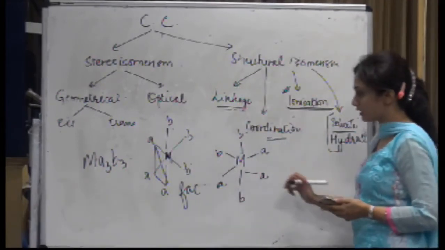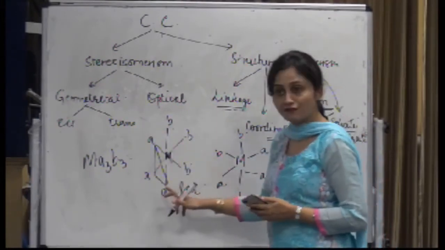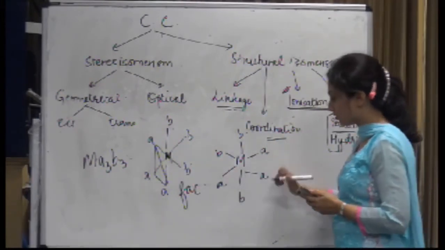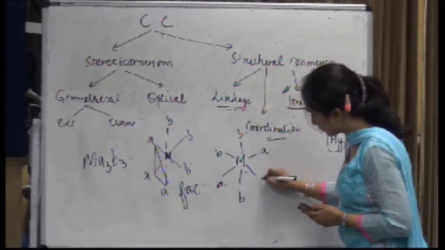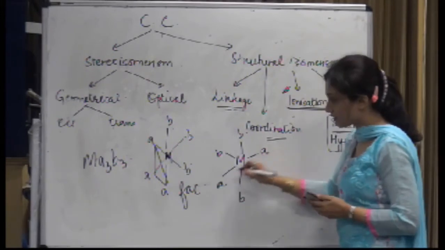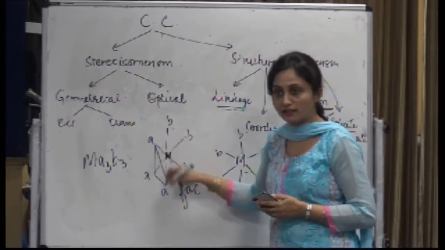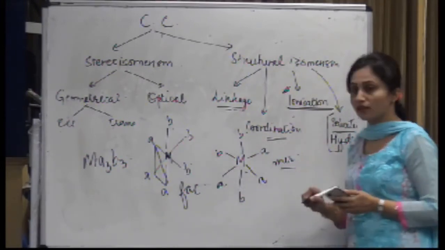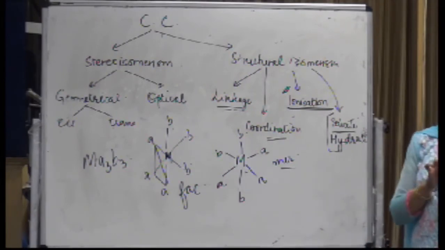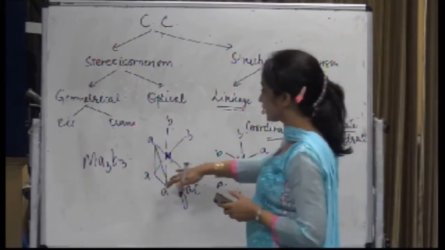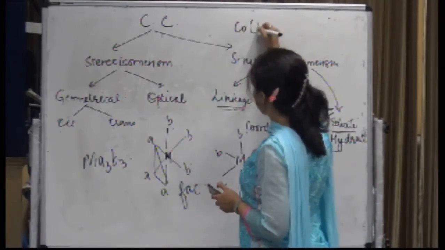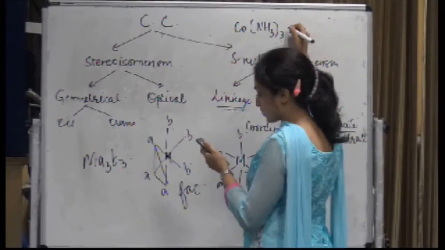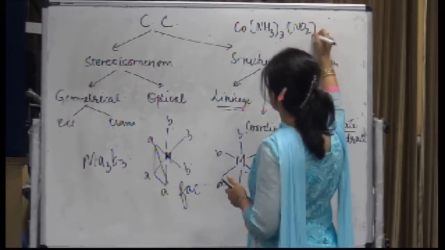Then in that case, when they are together absolutely, you call them FAC. When you are separating them out, such that a triangle will not form and you have a B coming in between, then you call it MER isomer. MER stands for meridional isomer. And the example for this type is you can have Co(NH3)3, which is given in NCERT, and (NO2)3.